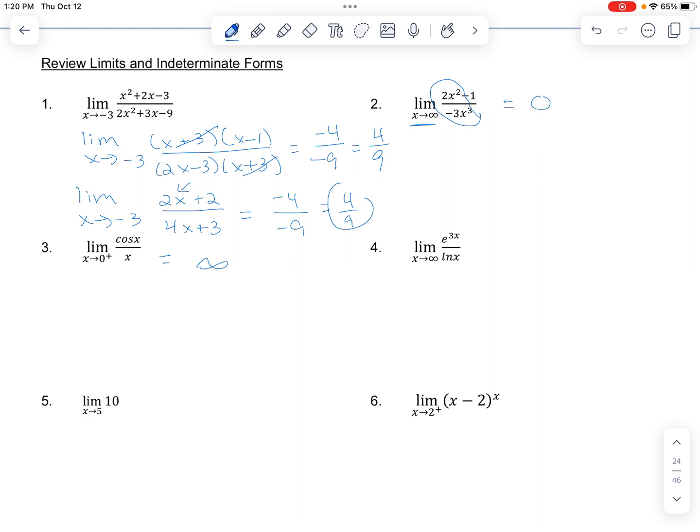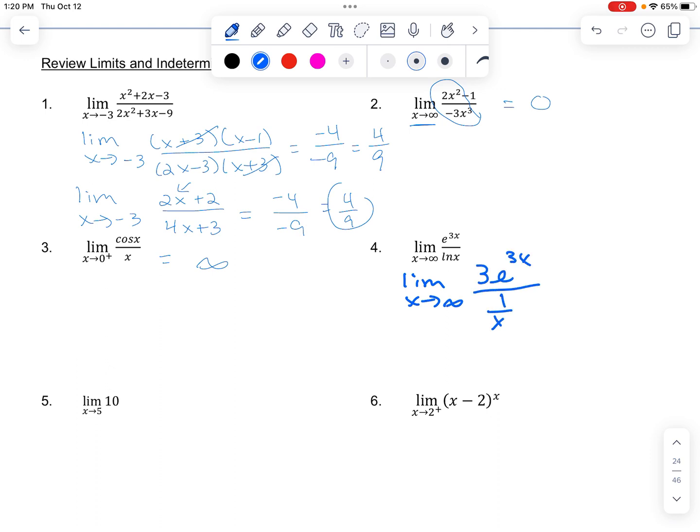Okay, number 4. If I plug in infinity, I get infinity because e to the infinity is infinity. Natural log of infinity is also infinity because if you think about the log graph, this does grow infinitely bigger. It just does it at a very slow rate. So you can either do L'Hopital's rule. So L'Hopital's rule would give me, if I do the derivative of the top, 3e to the 3x. The derivative of the bottom is 1 over x.